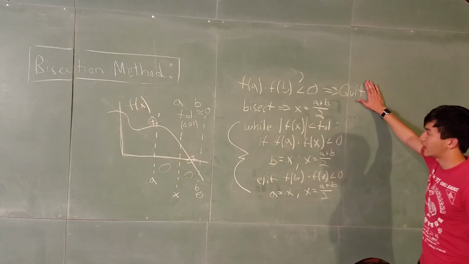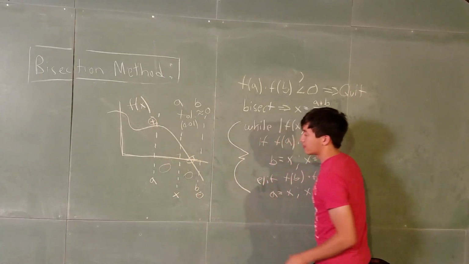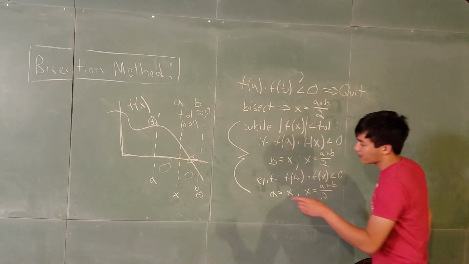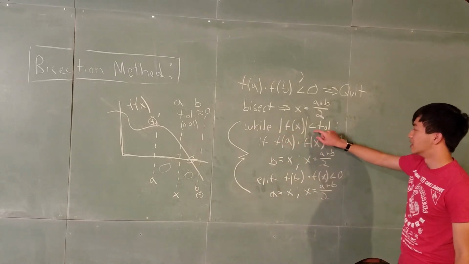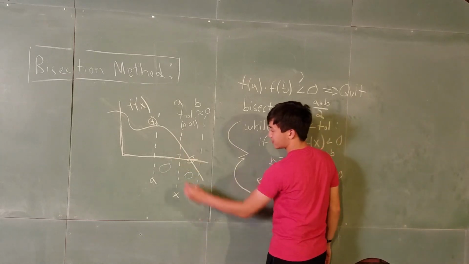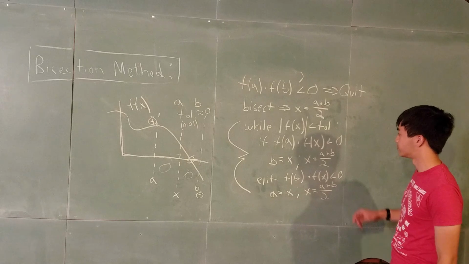So the very first line, we check, is f of a times f of b less than 0? Positive number, negative number. All right, we're good to go. We don't have to quit out early. So then we bisect it using that average, and I've already done that. Now we check this statement: is the absolute value of f of x less than tolerance? Well, f of x is still a large value, so we're going to have to go into the body of this while loop and continue moving on.